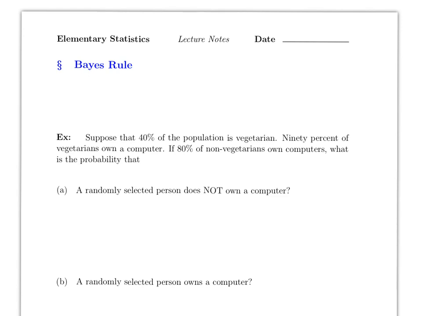Hello everyone, in this video we will be covering section 4.5, which is called Bayes' rule. Before we do Bayes' rule, you need to apply something called the total law of probability, and the total law of probability depends 100% on section 4.3, which was the conditional probability formula. So this is what the total law of probability says.